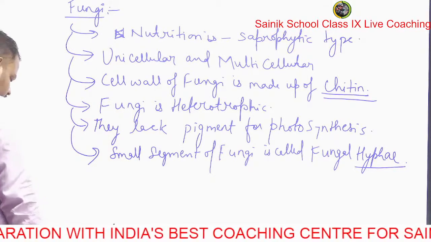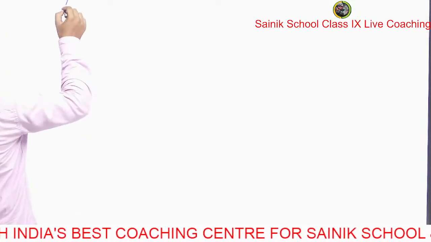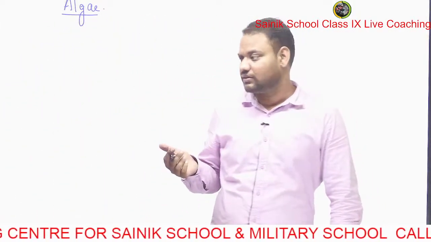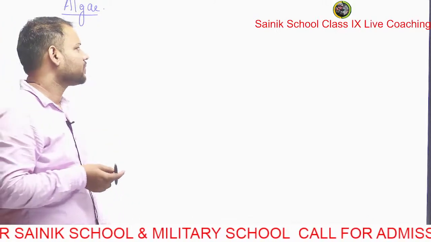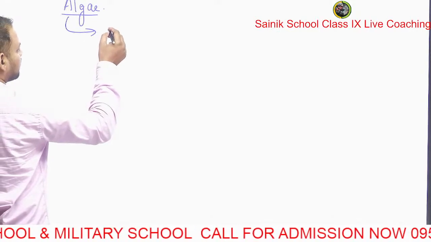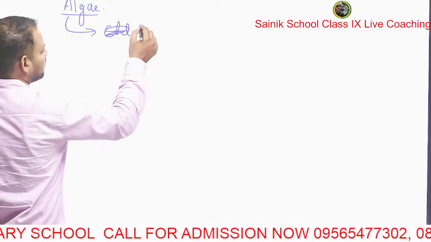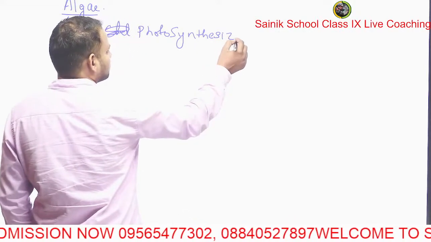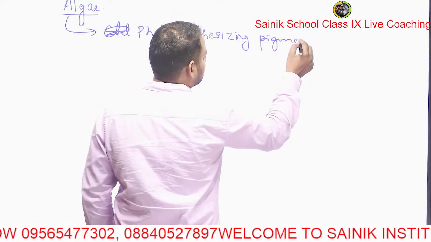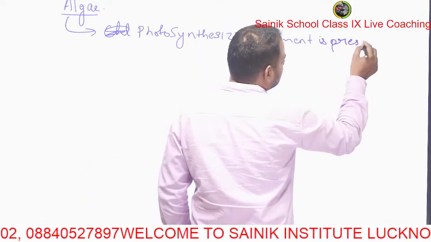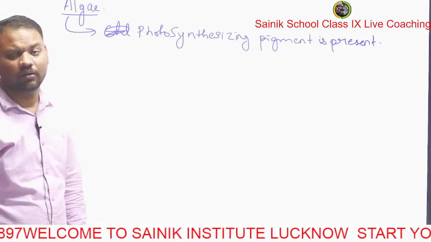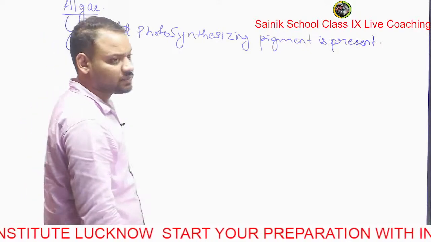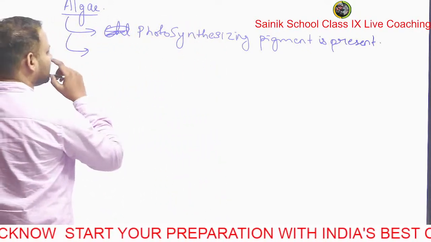Let's see another type of microorganism, that is algae. Algae, you have seen, everyone has seen algae. Different types of algae are there. If we talk about the algae, a photosynthesizing pigment is present, means algae have a pigment which helps them to make their food. Means the process of photosynthesis is performed in algae. Different types of chlorophyll are also present in algae.